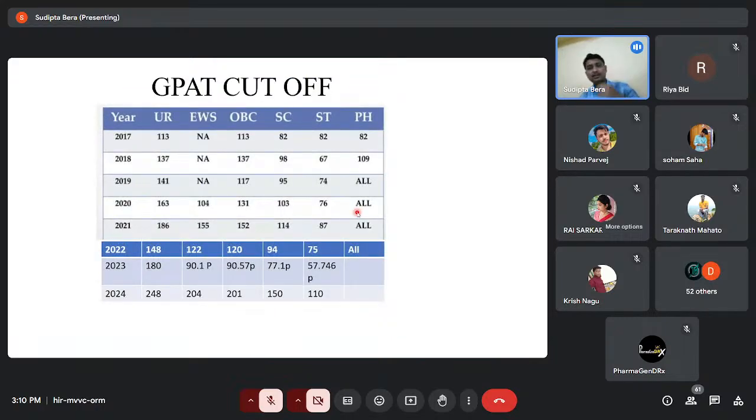So GPAT is not a too hard exam. You can see the cutoffs of GPAT in the year 2017 for the unreserved category, 113 out of 500 for the general category. You see the cutoffs, they are very low. And then in 2018, 137, 141, 163. You see the cutoff trends of every year in GPAT. So you can easily crack or qualify the GPAT exam. It is not a too hard exam.